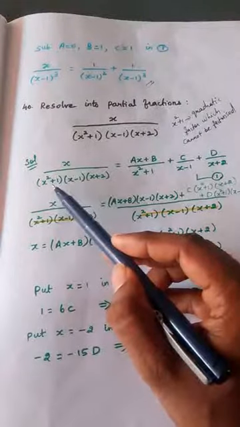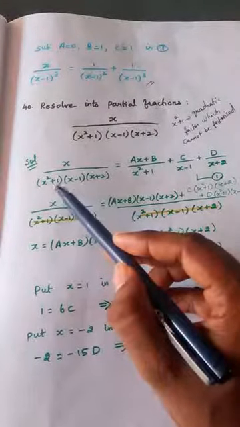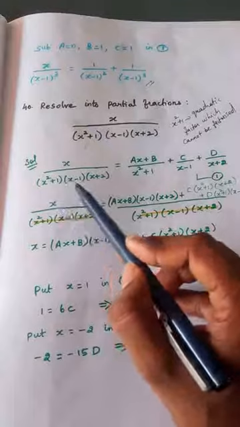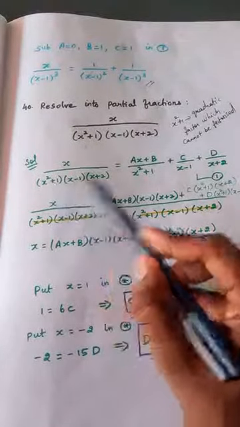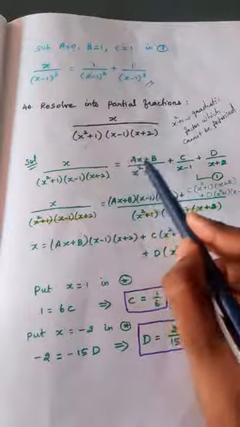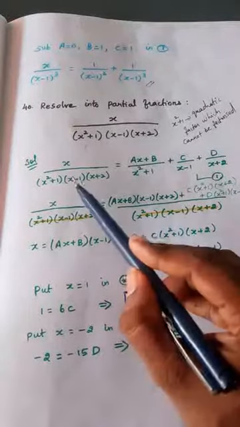Understand carefully which cannot be factorized. If we are able to factorize, then we should factorize and convert into linear factors like this. If we cannot factorize this, then we should use ax plus b by that factor. These are all well and good.